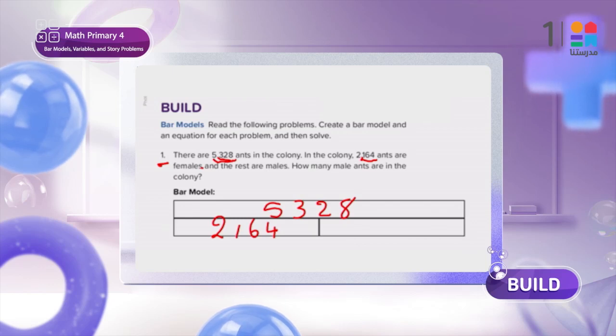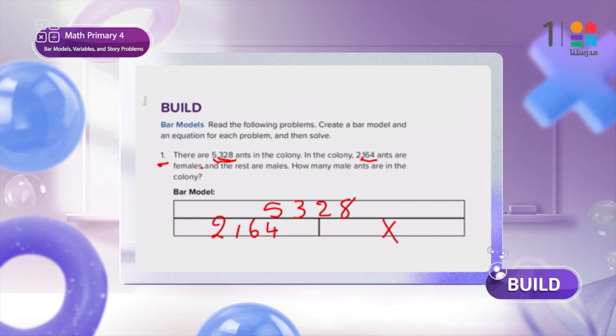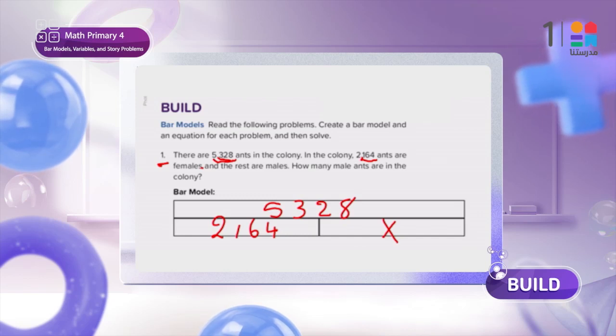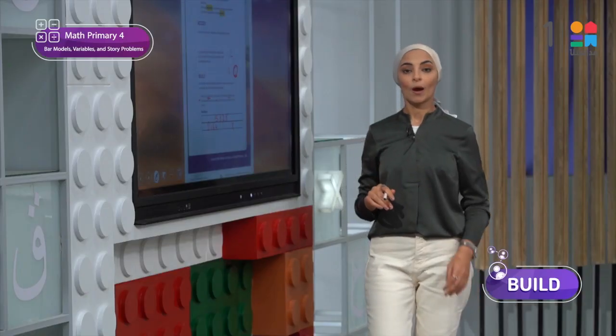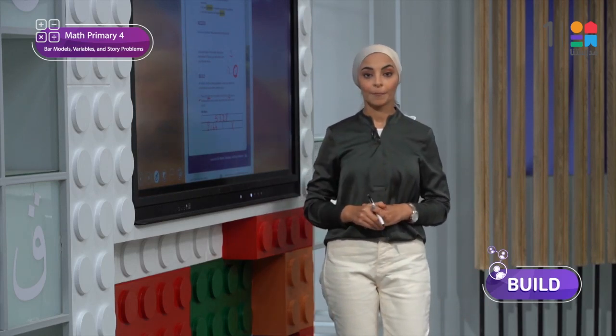We can label the unknown number in any problem with a letter or symbol. So I can represent this unknown number with X, a letter or symbol. For example, we will label it here with X, as you see here. Now I will calculate this in the problem.